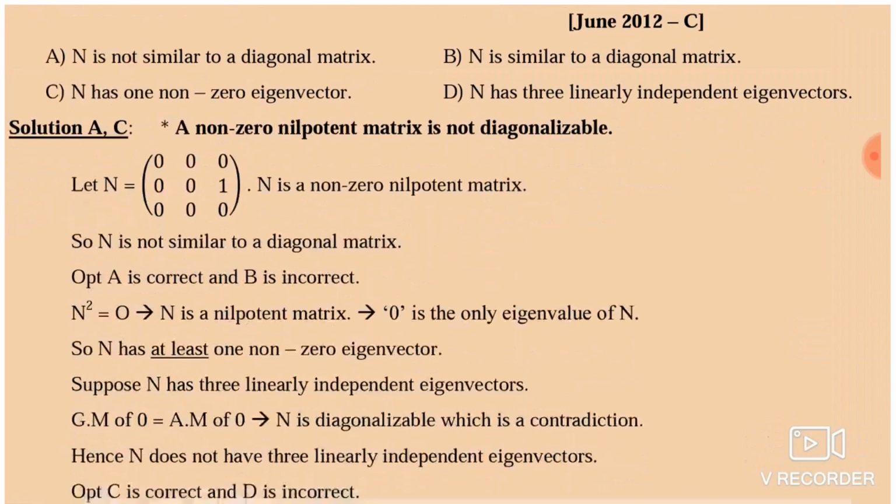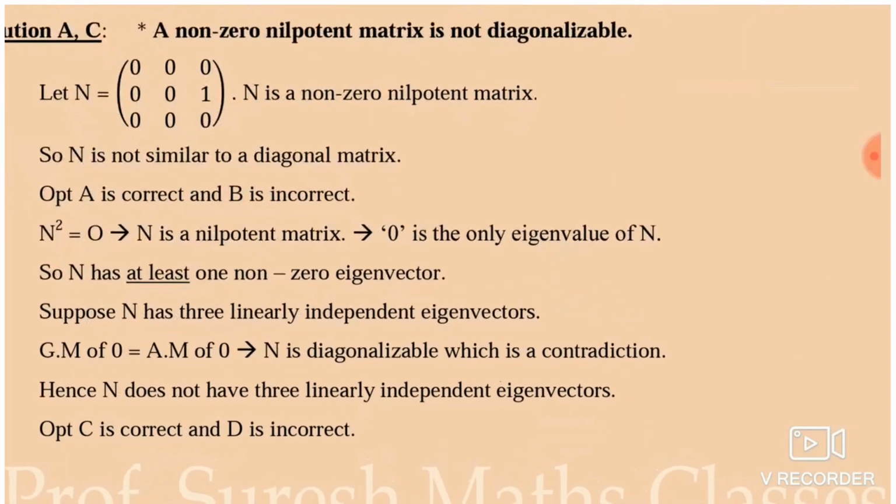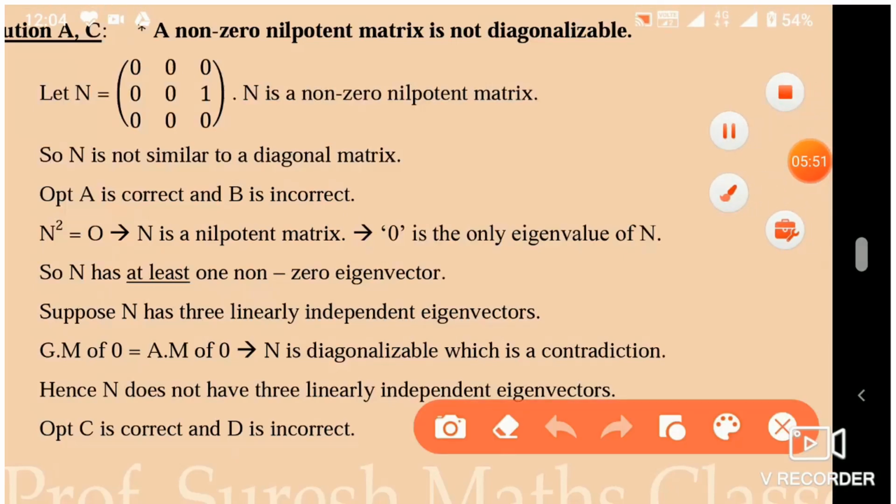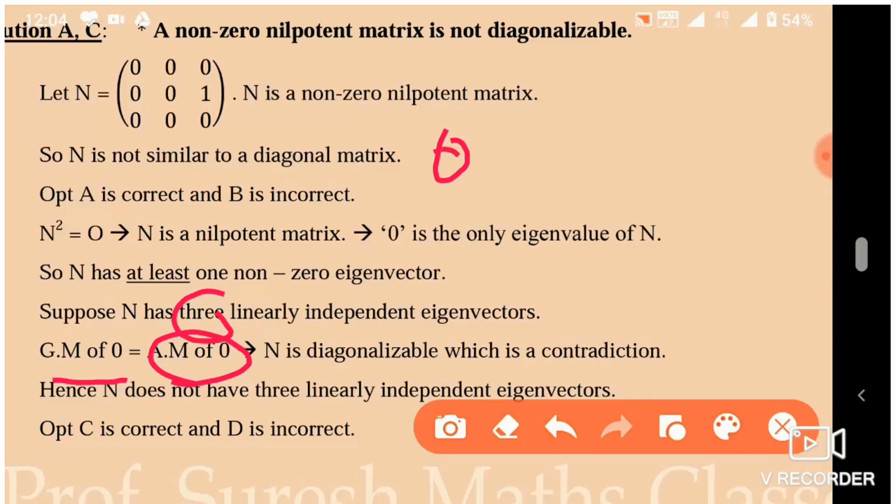Suppose this option D is true, what do we get? See here, N square equal to 0 implies N is a nilpotent matrix, which implies 0 is the only eigenvalue of N. So N has at least one non-zero eigenvector. Suppose N has three linearly independent eigenvectors, GM means geometric multiplicity of 0. That is the number of linearly independent eigenvectors. That is also 3. And algebraic multiplicity means how many times this 0 comes as an eigenvalue.